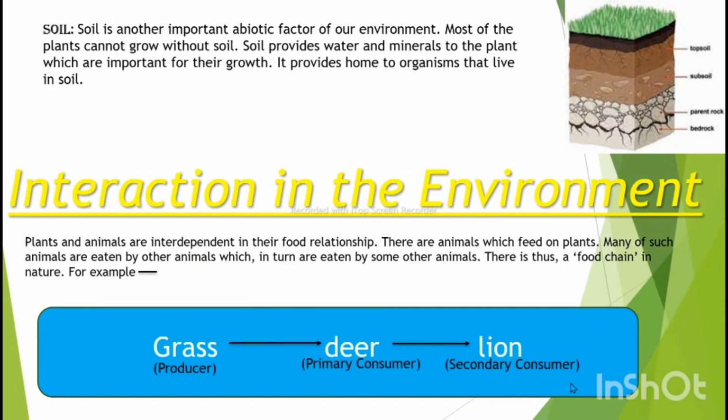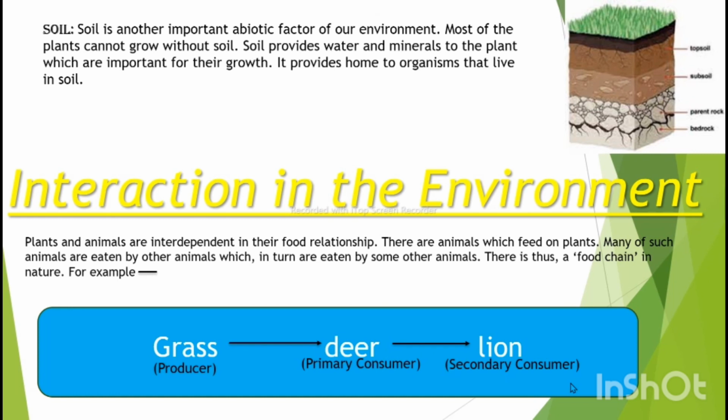Soil. Soil is another abiotic factor of our environment. Most plants cannot grow without soil. Soil provides water and minerals to plants, which are important for their growth. It provides a home to organisms that live in soil.